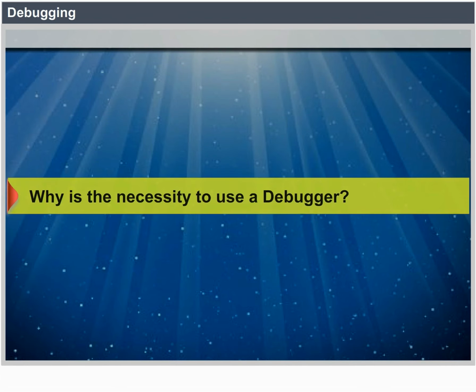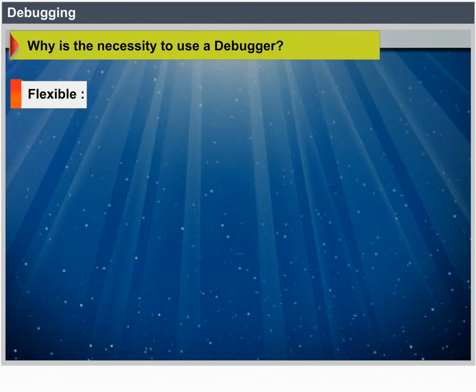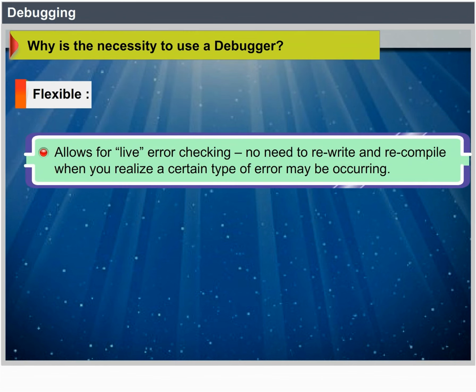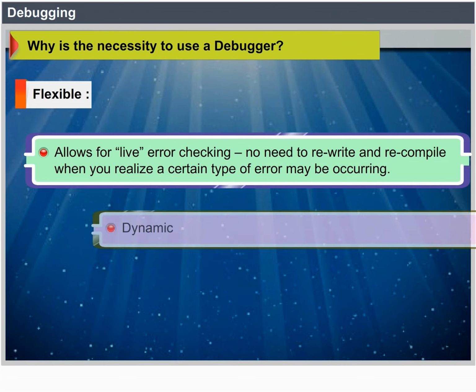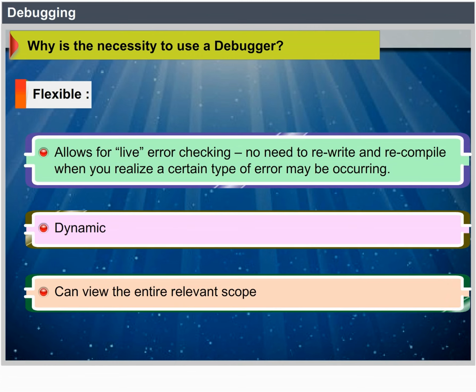Why use a debugger? Flexible. Allows for live error checking. No need to rewrite and recompile when you realize a certain type of error may be occurring. Dynamic. Can view the entire relevant scope.